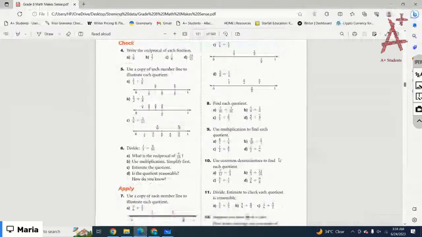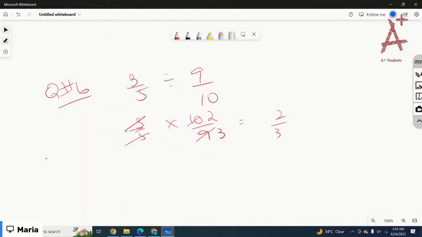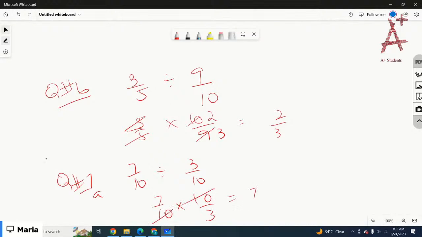Let's just look at question number 8. Find each quotient. 7 over 10 divided by 3 over 10. Just replace the division sign with multiplication. 10 and 10 cancel out and you're left with 7 over 3. Got it?